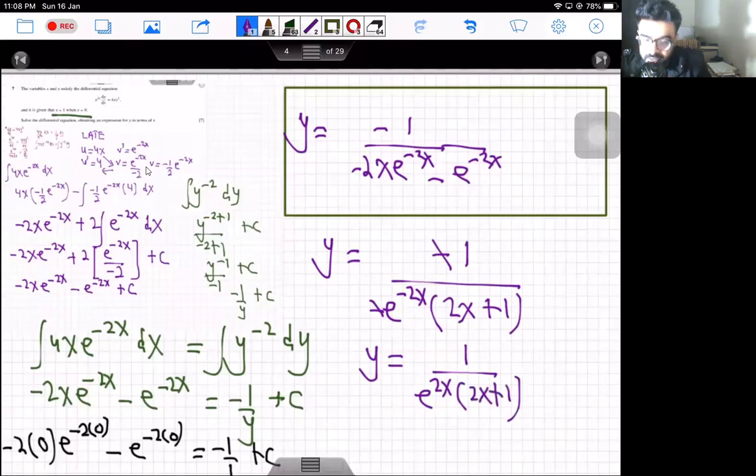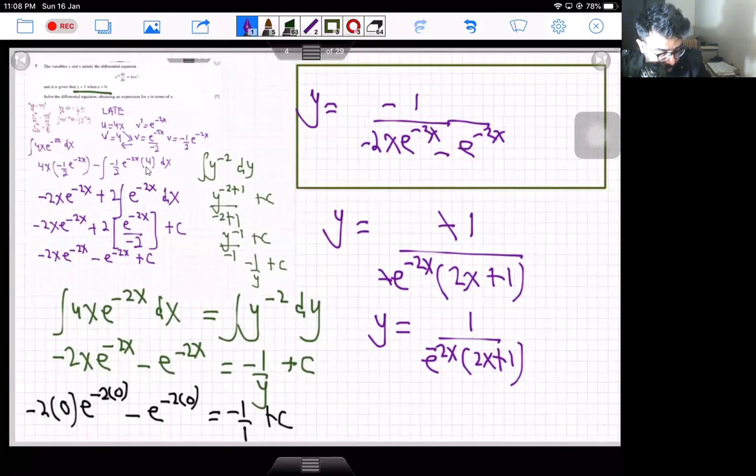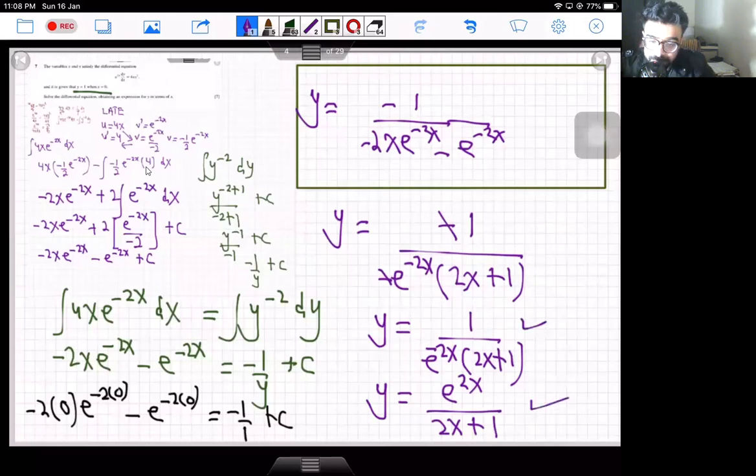This answer is also acceptable. Or otherwise you can say y is equal to e raised to the power 2x, because this e raised to the power minus 2x is going in the numerator. According to the laws of indices, this will be e raised to the power 2x divided by 2x plus 1. Both of these forms are acceptable. So this question was worth 7 marks.